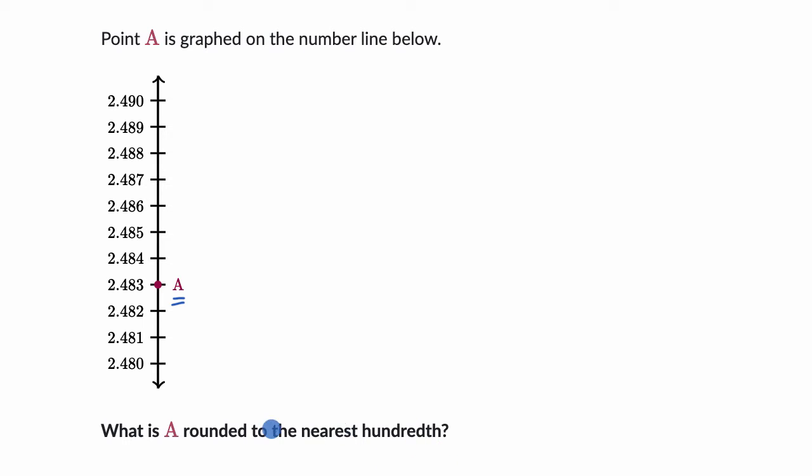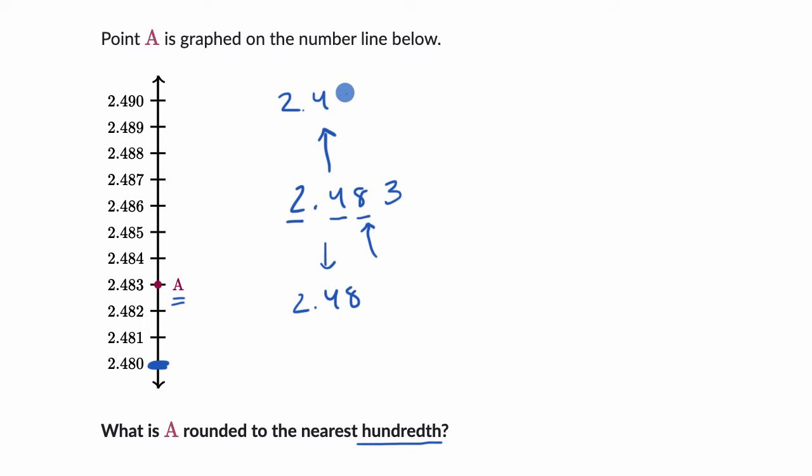All right, so let's just think about the candidates. Which hundredths could we round to? So if we're thinking about place value, A right over here is 2.483. So this is the ones place. This is the tenths place. This is the hundredths place right over here. So we could round down to 2.48, which is right over here, or we might want to round up to increase our hundredths to 2.49 over there.